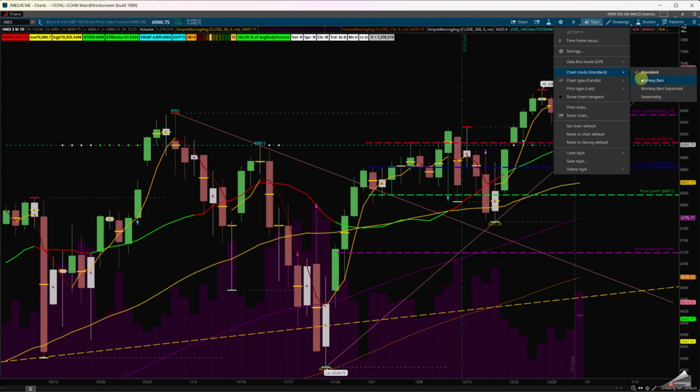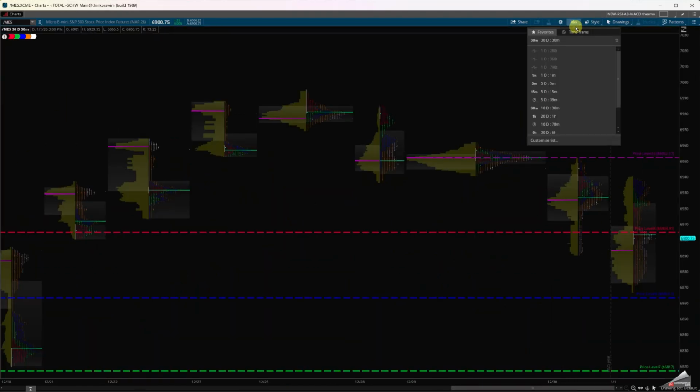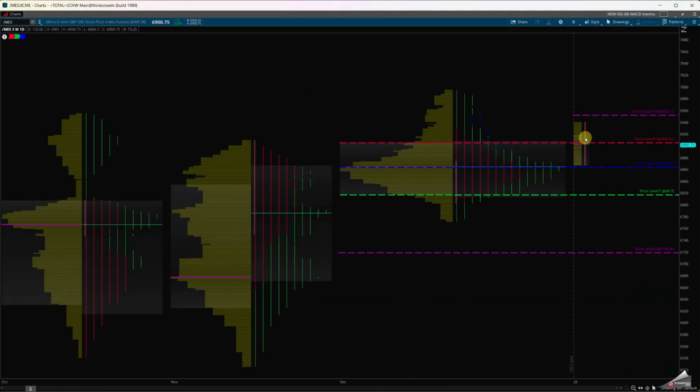I use the monkey bars. And what I wanted to do is go to a 3 month before I do the daily. We're going to go daily. We're going to do 3 months to show you how they look. This is the 3 month daily, and we can put the daily. As you can see, in the shadow, I have a value high, value low, and a point of control. Once in the prior month, we tested this area.